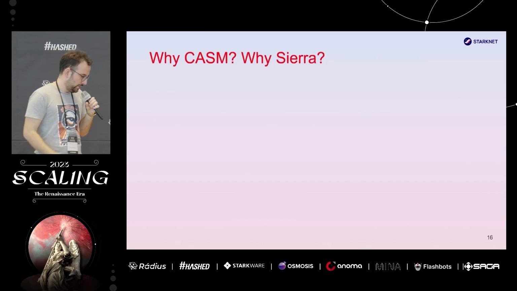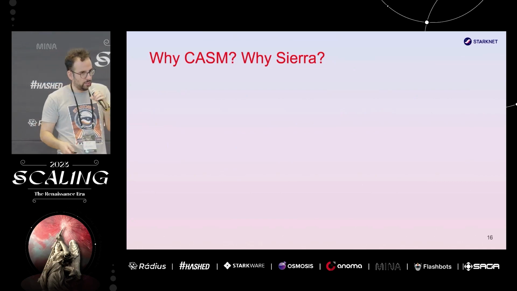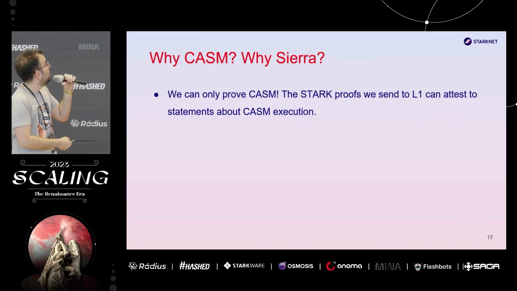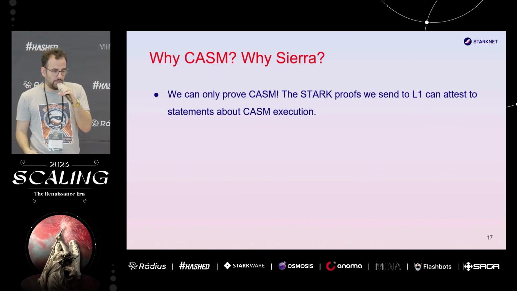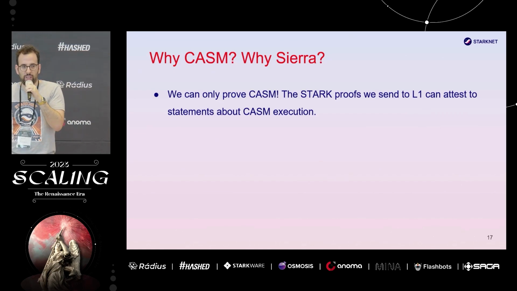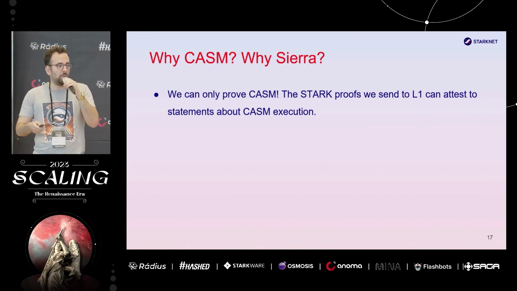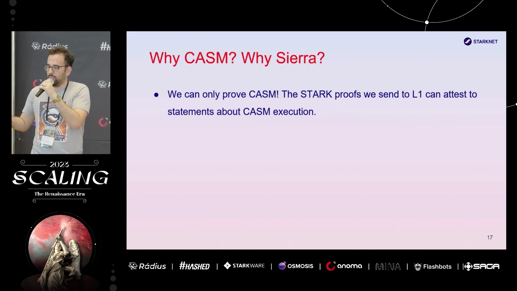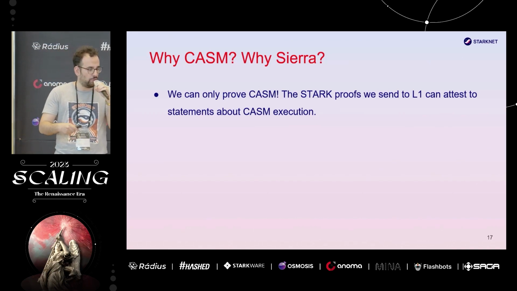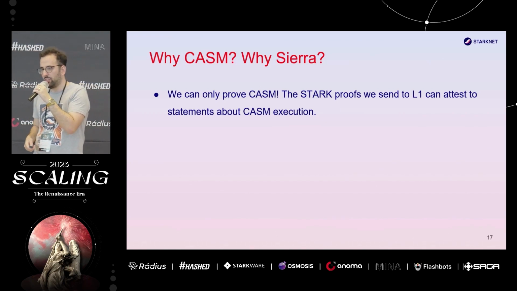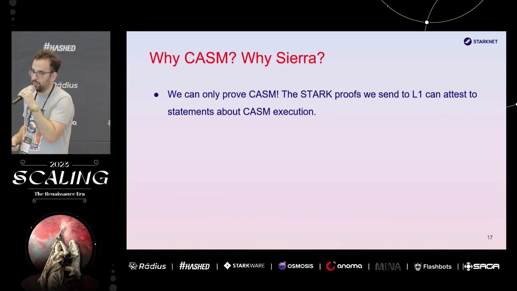Okay, so why do we need Sierra? Why do we need CASM? Why do I bother telling you about this stuff? So CASM is here for proving. That's what we use for creating efficient proofs. To be able to efficiently prove the execution of a program, I need it to be represented as a sequence of Cairo instructions. So as long as I want to prove efficiently, I need Cairo Assembly.